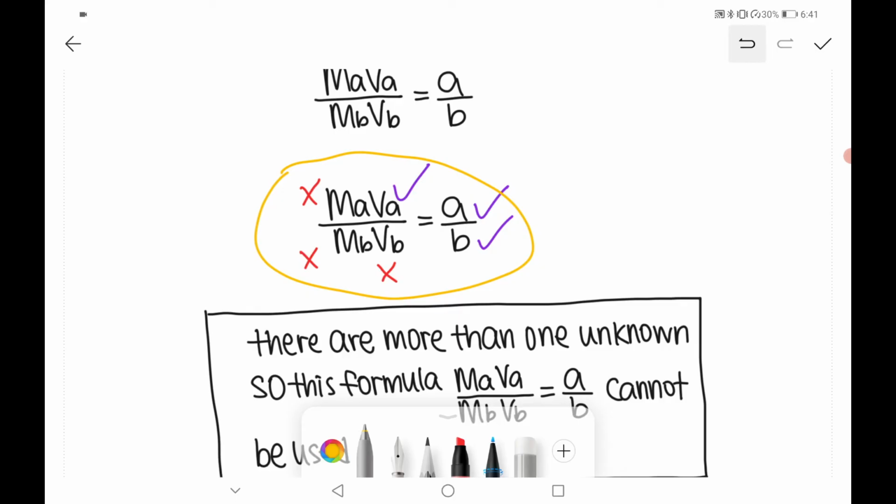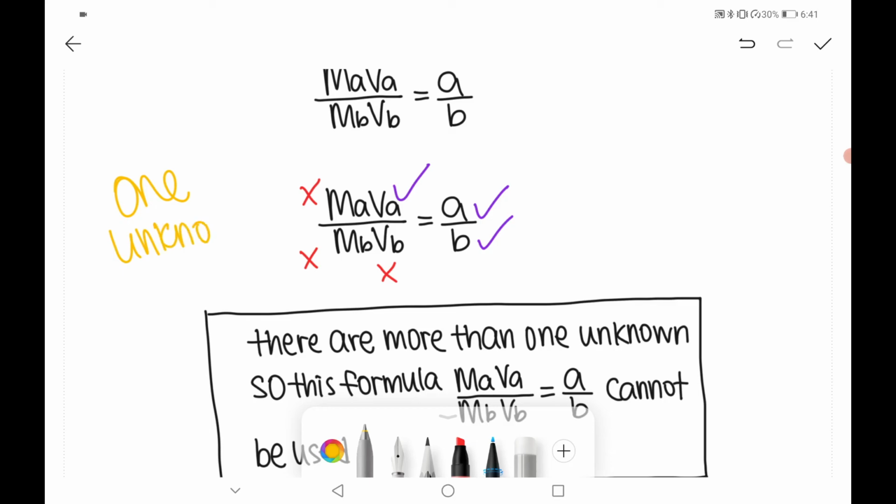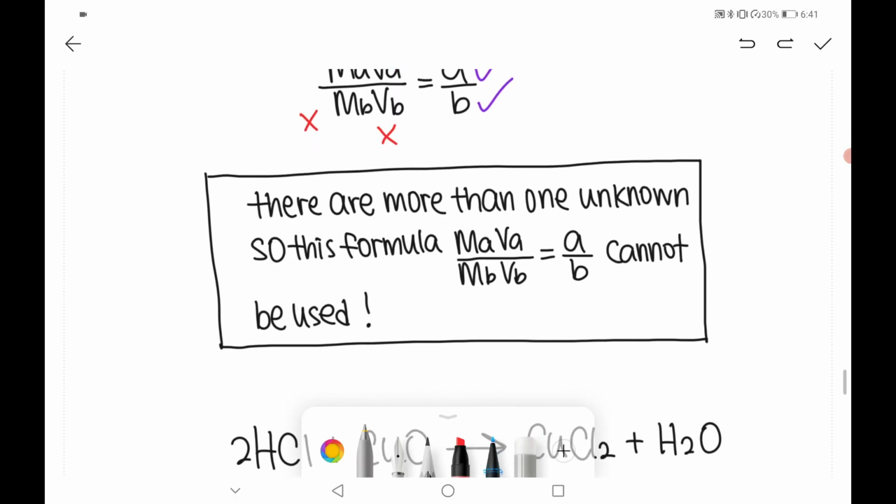You can only use this formula whenever you have only one unknown, only one thing you don't know. Then you can use the formula. But now you have a total of three unknowns, three things we don't know, so we cannot use this formula. That's why I say there is more than one unknown, so this formula cannot be used.